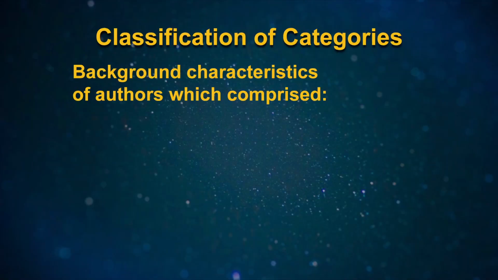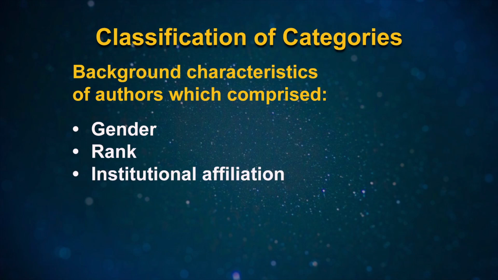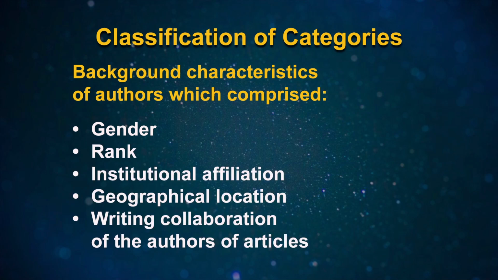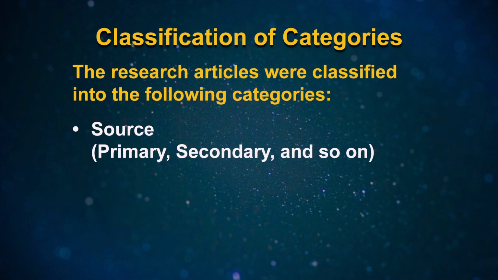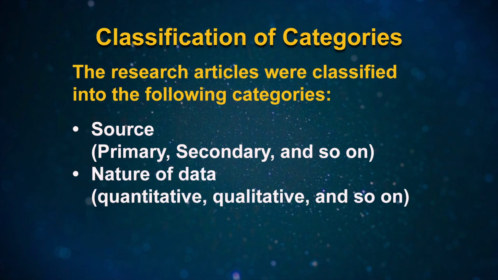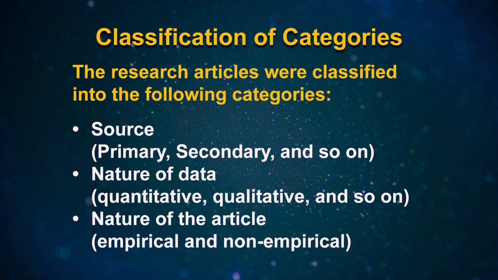Classification of categories. The following categories were used in the analysis. Background characteristics of authors, which comprised gender, rank, institutional affiliation, geographical location, and writing collaboration of the authors of articles. Second, the research articles were classified into the following categories: source, that is primary, secondary, and so on, and nature of data, that is quantitative, qualitative, and so on. Nature of the article, whether it is empirical or non-empirical.